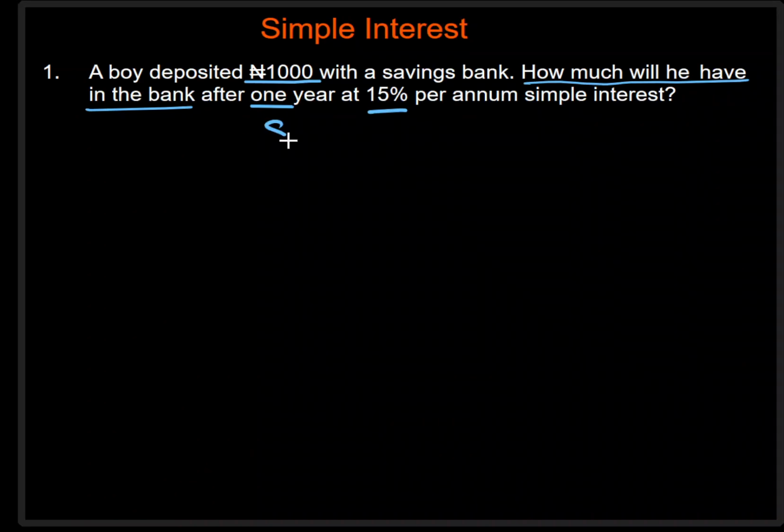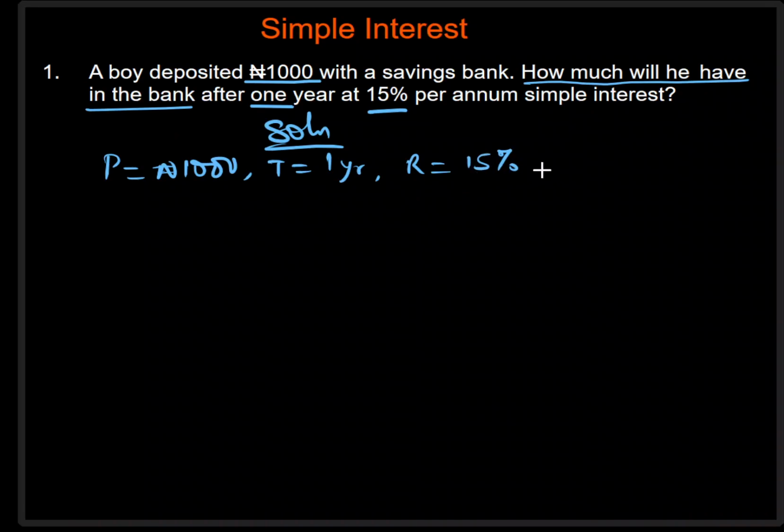So let's see what we have. Solution: principal is equal to 1,000 naira, and then we have time equal to 1 year, and then we have rate equal to 15%. So what we are looking for here is amount, not the interest. Amount is question mark. And how do we get this amount? Amount equal to principal plus interest.